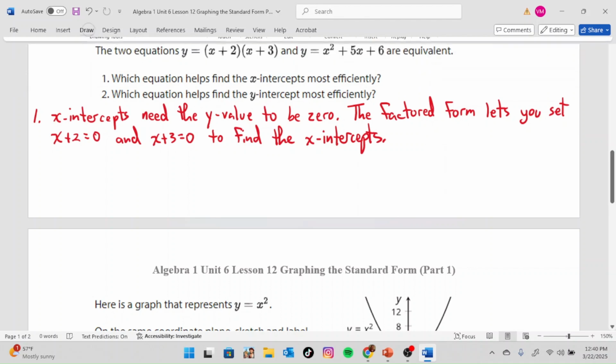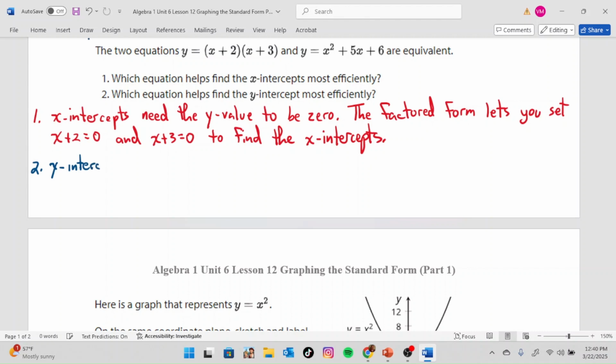Now, for number 2, it asks which equation helps find the y-intercept most efficiently. And what you need to remember is that y-intercepts need the x value to be 0.